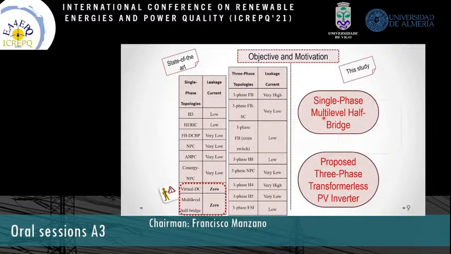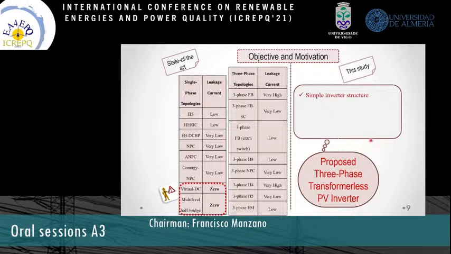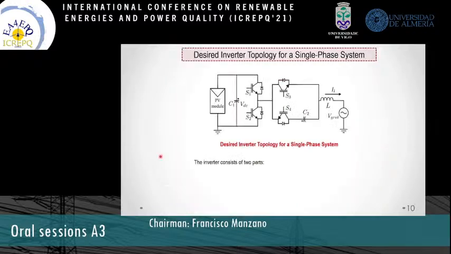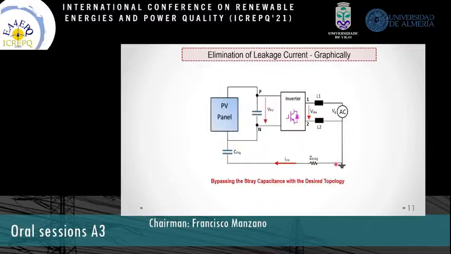The proposed topology is characterized by a simple inverter structure, can totally eliminate the leakage current, is able to generate multi-level output, and is based on a simple modulation technique. This is the selected single-phase topology where we have a three-level inverter, and it can be modified to operate at a higher level output. This inverter consists of two parts: switches 1, 2, and capacitor C1 forming the first half bridge, and switches 3, 4, and capacitor C2 forming the second half bridge. Let's discover now how by implementing this topology we can totally remove the leakage current.